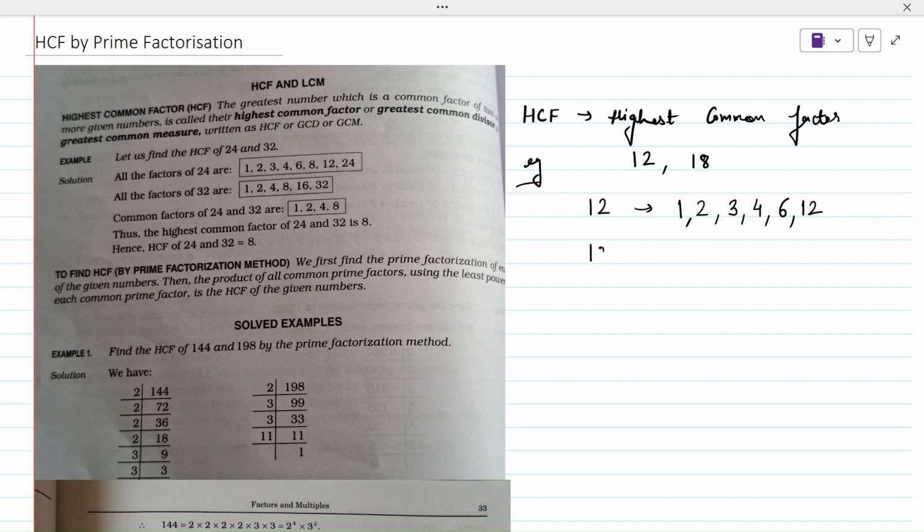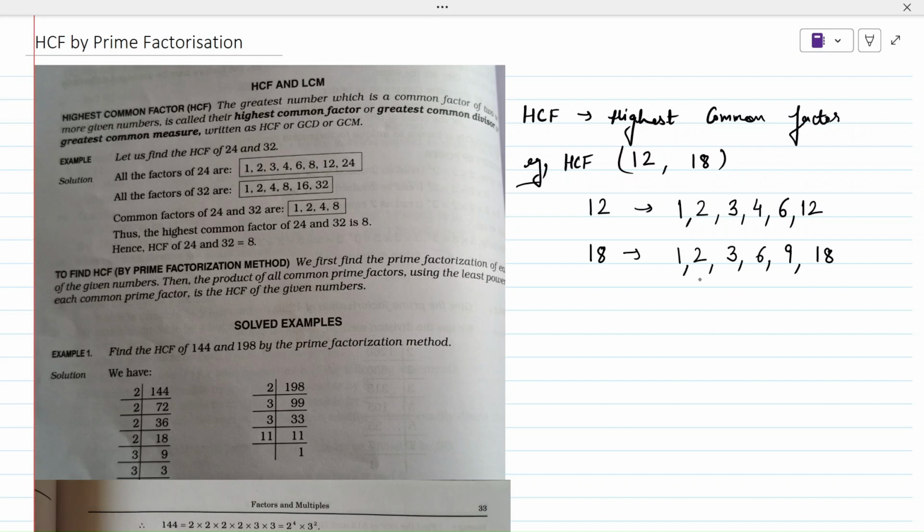Now coming to number 18, let's write the factors of 18. We have 1, 2, 3 is also a factor, 6 is also a factor, and then 9 is also a factor. The last one is 18 here. So these are the factors of the number 18. Now we have to find the HCF. We can also write in this notation that we have to find the HCF of 12 and 18.